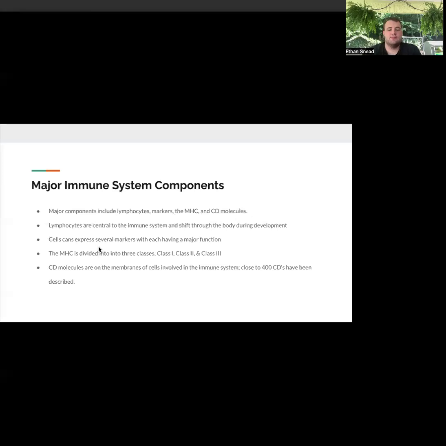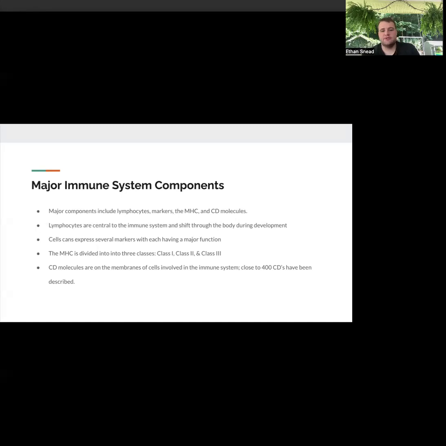First, we're going to talk about the major components of our immune system, and those include the lymphocytes, the markers, the MHC or the major histocompatibility complex, and CD molecules, which are also known as cluster of differentiation.